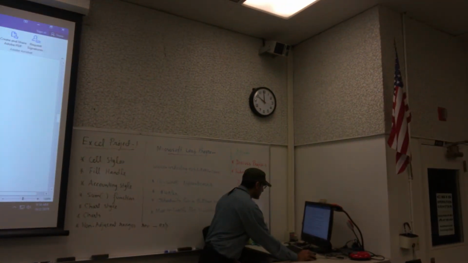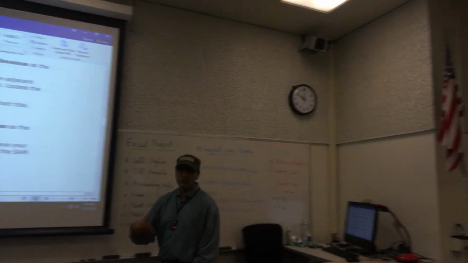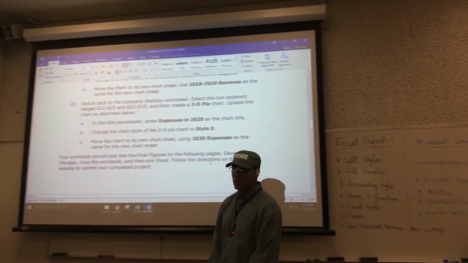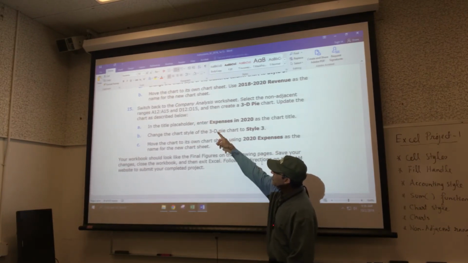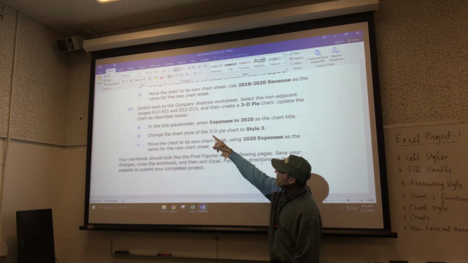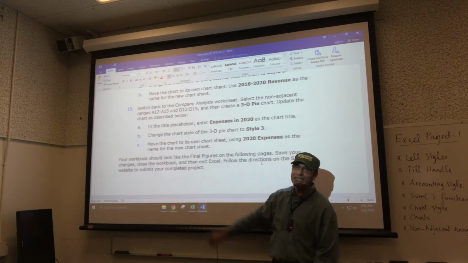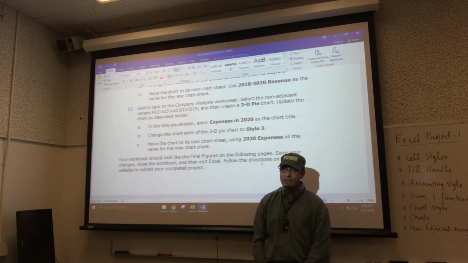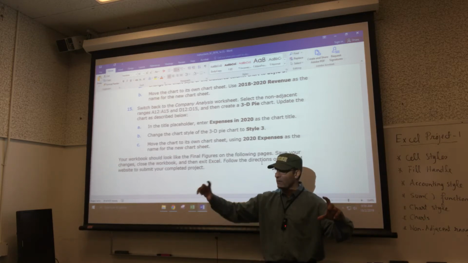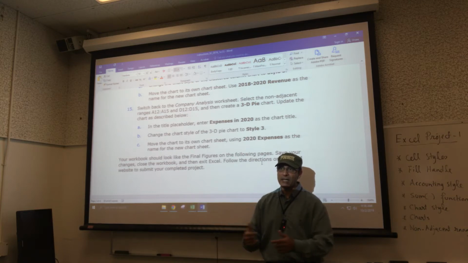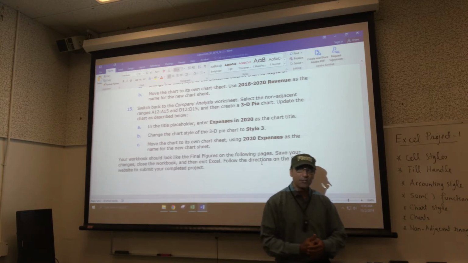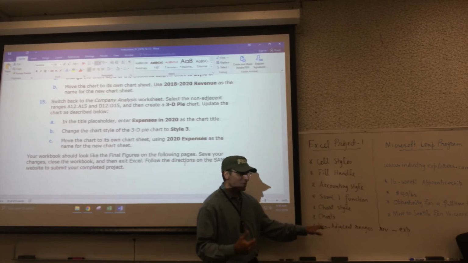Step number 15 says now it's your turn to create a new chart, and it's asking us to create a 3D pie chart. Switch back to the company analysis sheet, select range A12 through A15 and D12 to D15. A12 is right here, D12 is right here. They're not neighboring cells or neighboring ranges. They're separate. So it wants us to pick non-adjacent ranges.